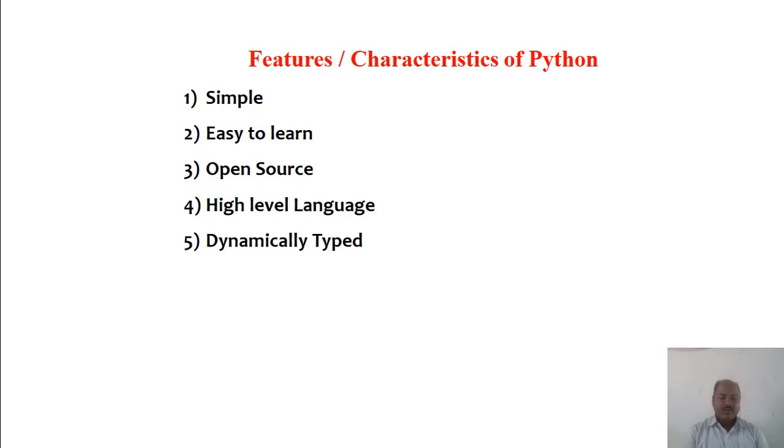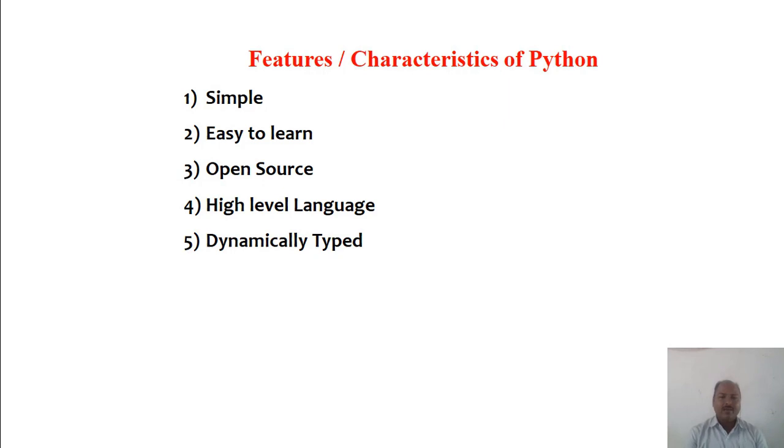Next is dynamically typed. What is meant by dynamically typed? In Python we need not declare anything, whereas normally everything should be declared before using it. Here an assignment statement binds a name to an object. You create an object, and the object is considered as a variable here. So the assignment statement of the object makes it dynamically typed.